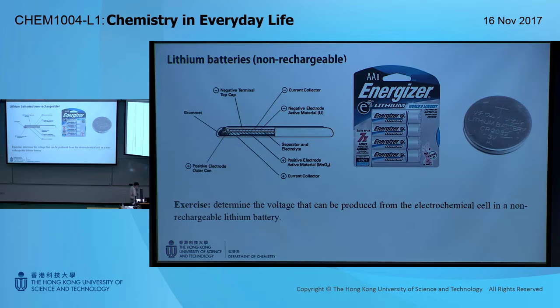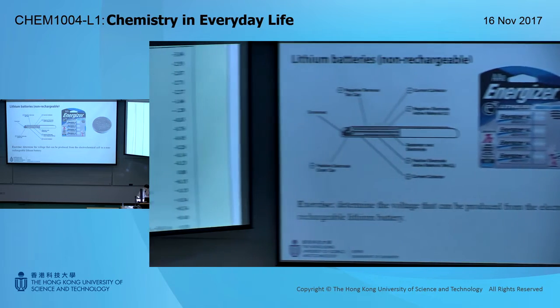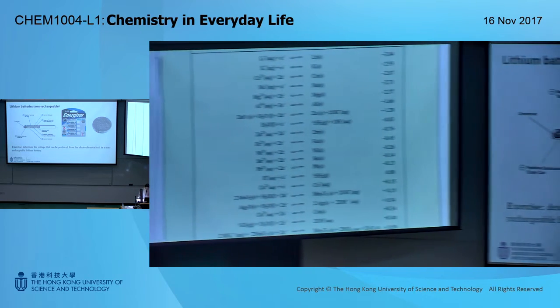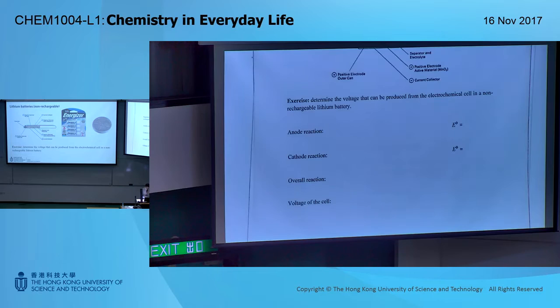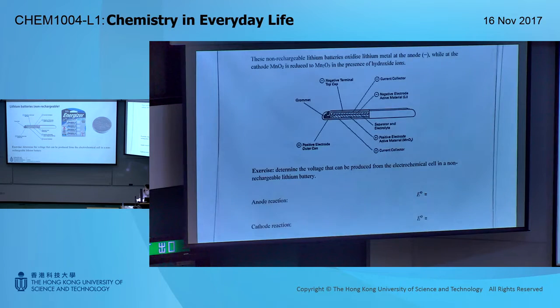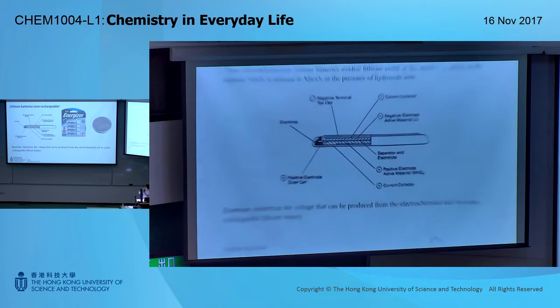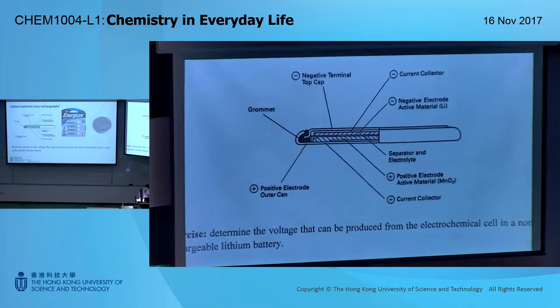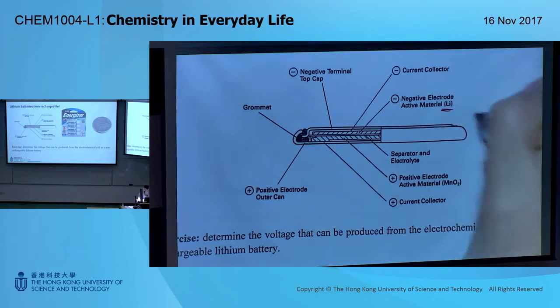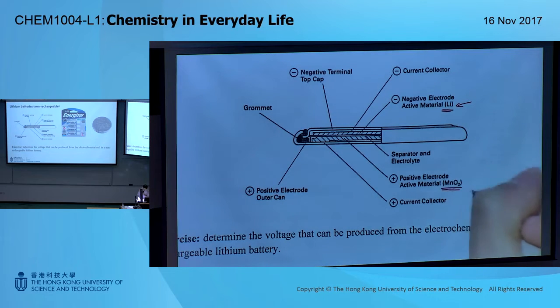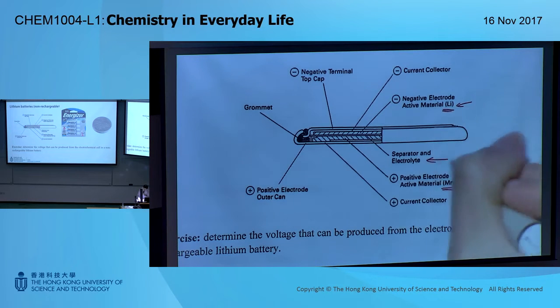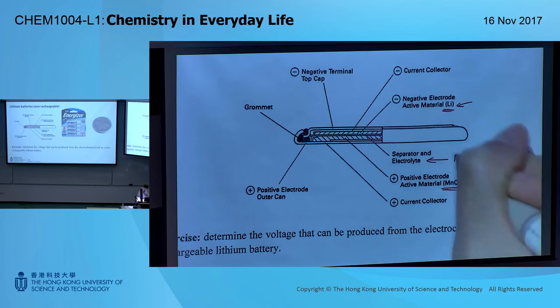Okay, so let's go through the answers. Now, have you identified the equations you need? So you see that from the battery here, we can identify the materials used in the cathode and anode. We have here lithium, so lithium metal is involved, and we have manganese dioxide, and I told you the electrolyte is KOH. Okay, so we have potassium hydroxide.